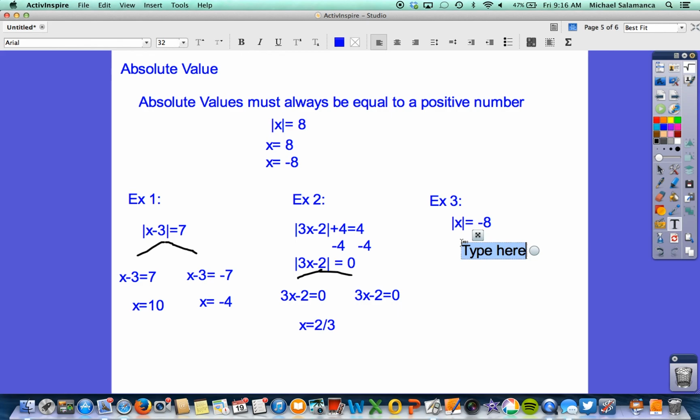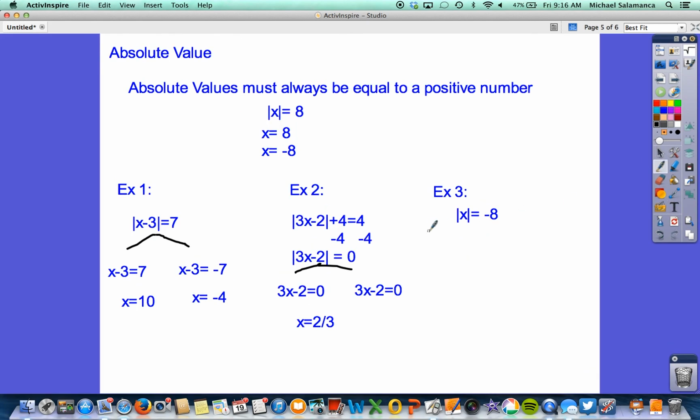Last but not least is example 3. It says absolute value of x equals negative 8. So the first thing we would typically do is split it up. But if you were listening to what I said at the beginning of the slide, I said the absolute value cannot be equal to a negative number, and it is. So this actually has no solution.